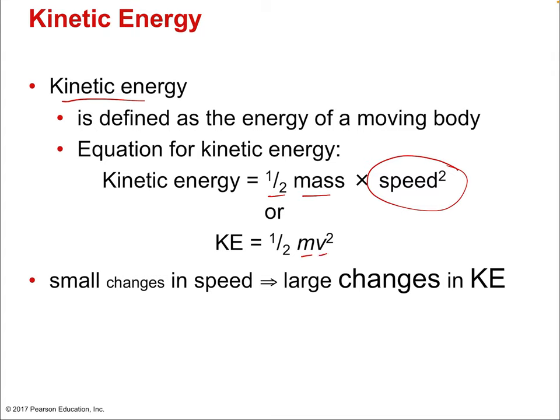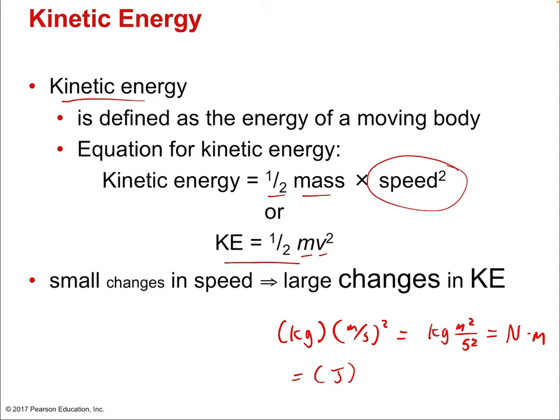All right, its units. Well, 1/2 doesn't have units, so obviously we look at the kilograms. And then the velocity is meters per second, but we're squaring that. That means it's going to give us kilograms meters squared over seconds squared. Well, that's the same as the newton meter, which is just the joule. So clearly the units work out. It has units of joules, just like work does, just like potential energy, because they all must have the same units in order for us to use equations to relate them. But this is the form of kinetic energy: 1/2 mass times speed squared.